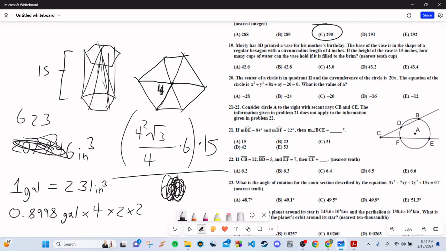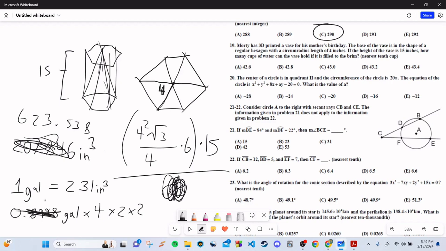So it should have been this value. And then after dividing by 231, we should get like 2.7 gallons. Then times 4 times 2 times 2, we get 43.2 as our cups.